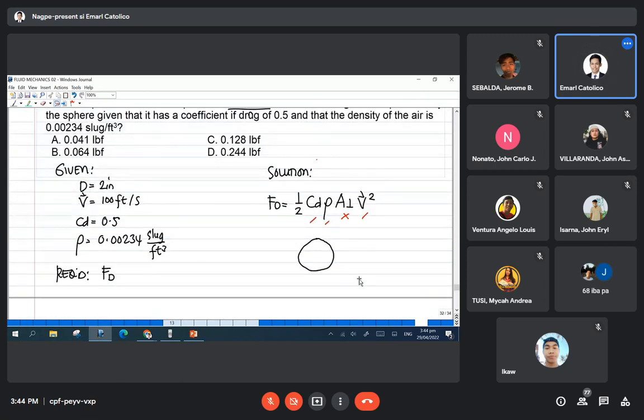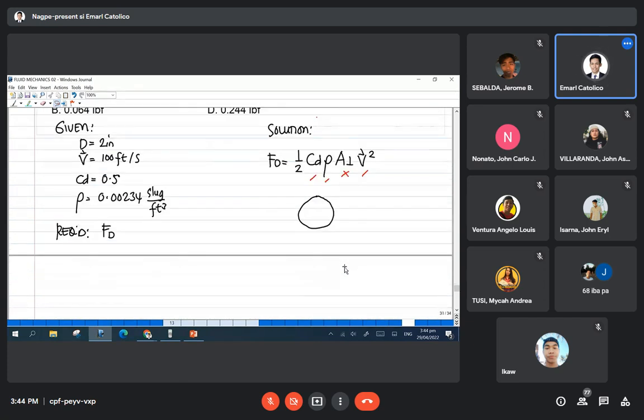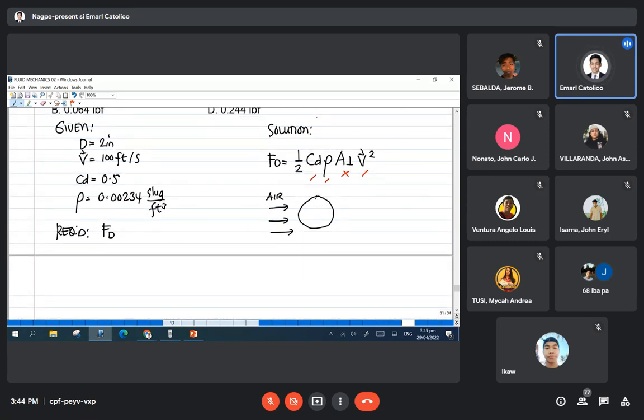So yan yung sphere. Tapos meron daw tayong flow ng hangin na nag-a-act doon sa ating sphere. Yan. Air. Okay? Okay. So yung area na perpendicular doon sa flow ng air ay circle din. Tama? So area ng circle lang kailangan natin.